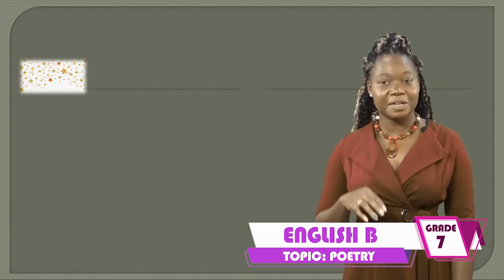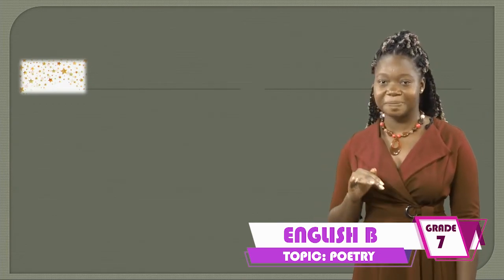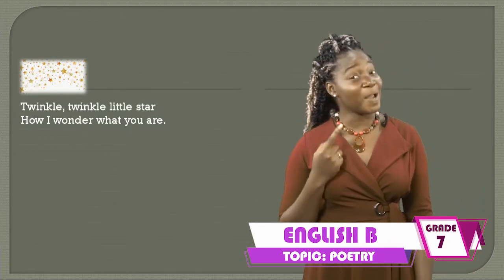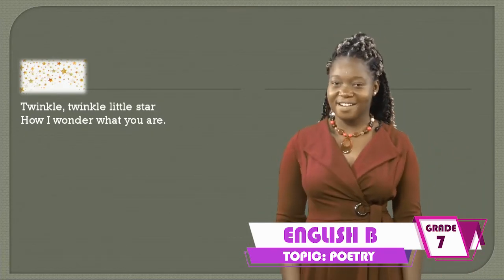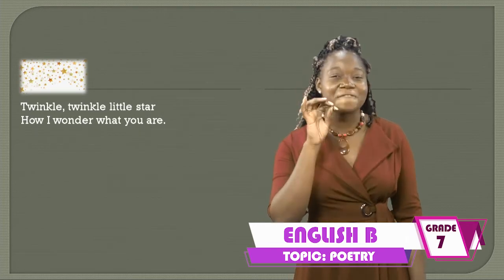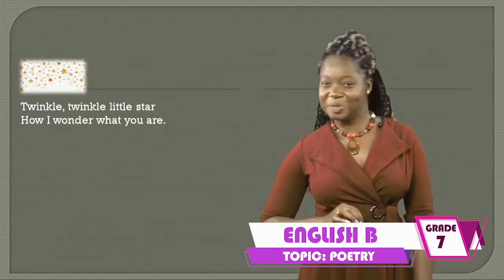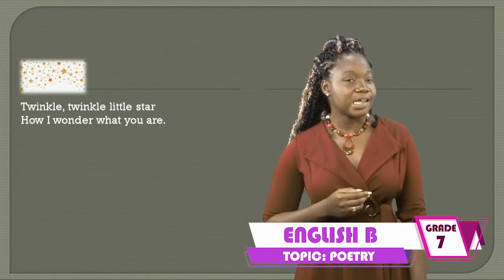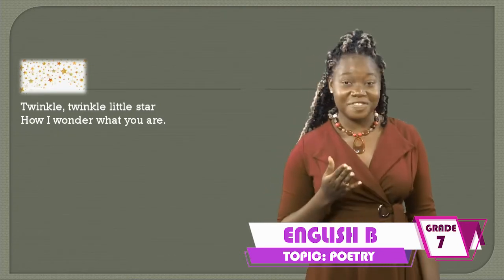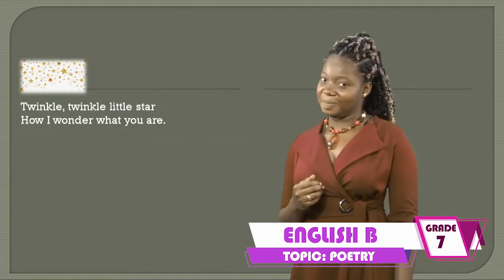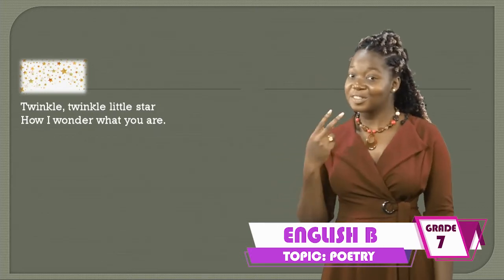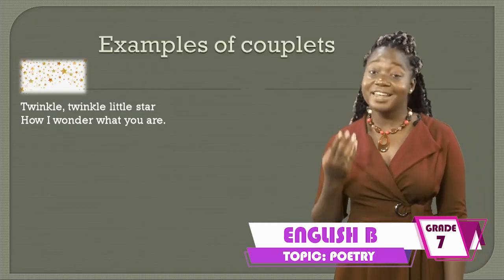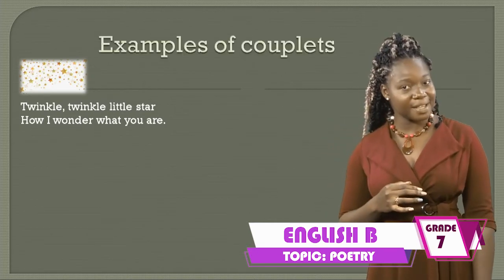Now let's look at some stanzas in detail. Twinkle, twinkle, little star, how I wonder what you are. This is a famous nursery rhyme, don't you think? Yeah, but it's also a poem. Which kind of stanza would this be? It has 2 lines. So then it has to be an example of a couplet.